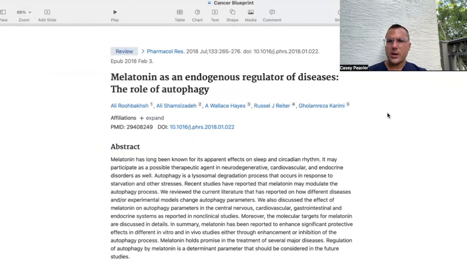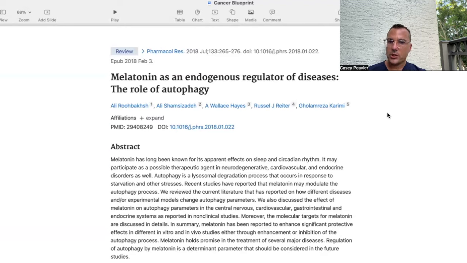So how does melatonin relate to autophagy as a whole? Well, it's been described in this paper as an endogenous regulator of disease, the role of autophagy. And it says melatonin has long been known for its apparent effects on sleep and circadian rhythm. It may participate as a possible therapeutic agent in neurodegenerative, cardiovascular, and endocrine disorders as well. Autophagy is a lysosomal degradation process that occurs in response to starvation and other stresses. Recent studies have reported that melatonin may modulate the autophagy process.